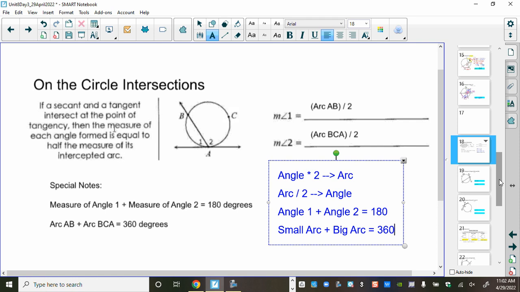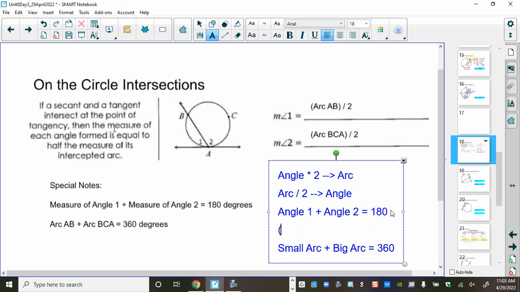So I'll give you a moment to copy that real quick, but all these rules in the end are going to kind of make sense, especially the last two rules. You know about angle 1 plus angle 2 is 180. Small arc plus big arc is 360. That's always going to be the case, because remember, the two angles form a linear pair. And then the other part, that's just the circle.